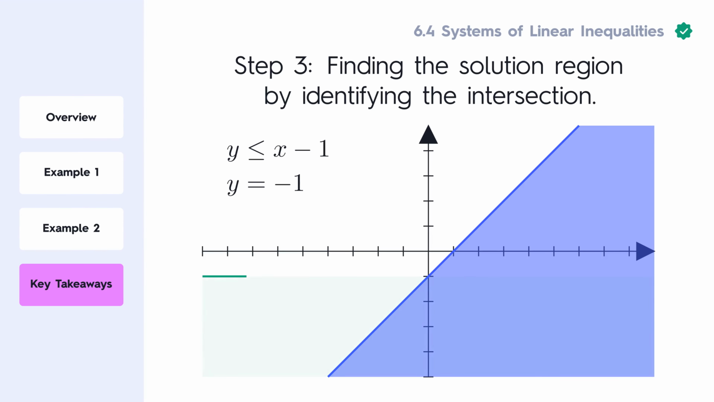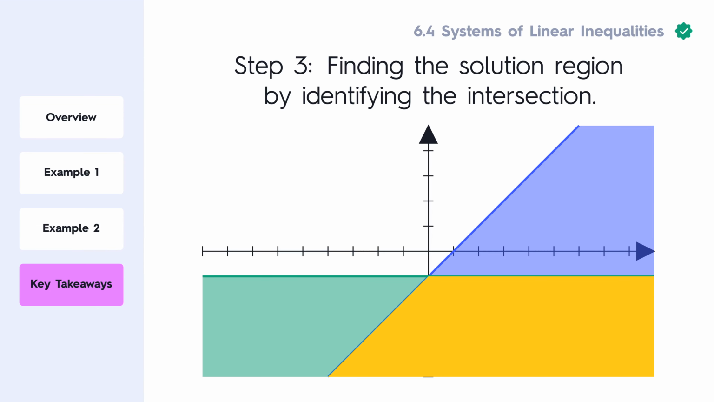Once each inequality is graphed, the intersection of the shaded areas represents the solution region for the system. This area meets all conditions, showing the range of possible solutions. This overlapping shaded region contains all values of x and y that satisfy every inequality in the system. In real-world terms, this region represents all possible outcomes that meet every condition of a problem.